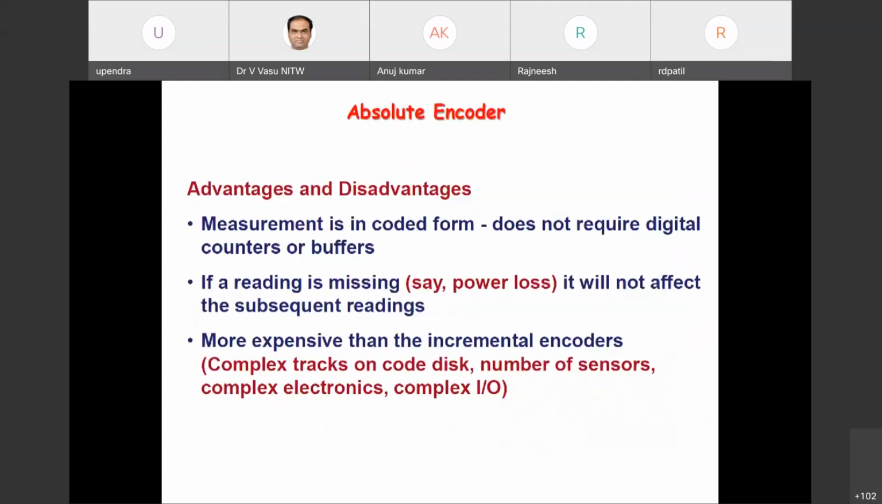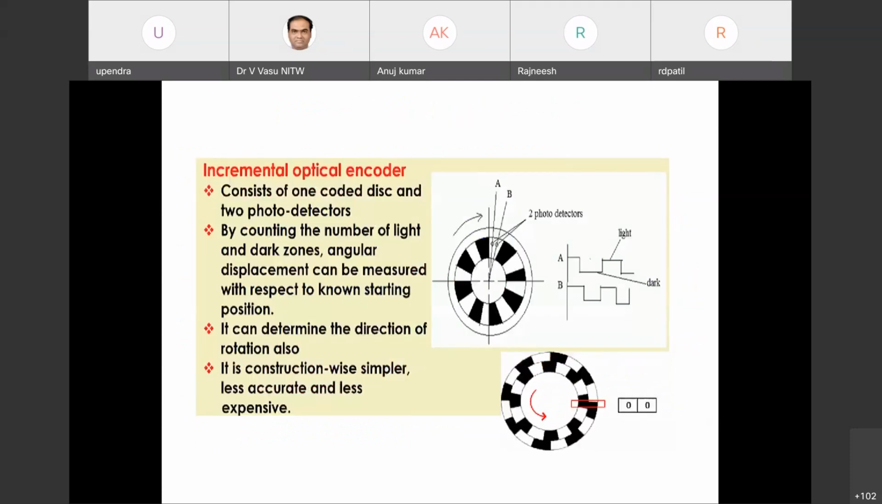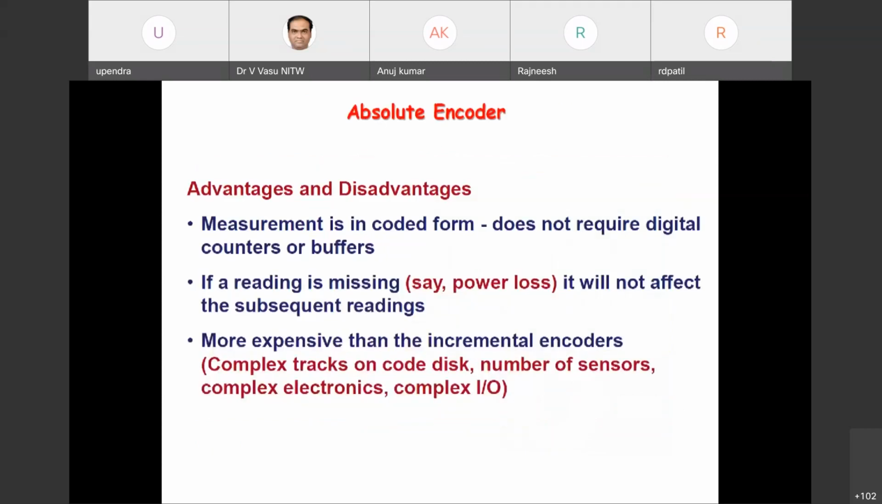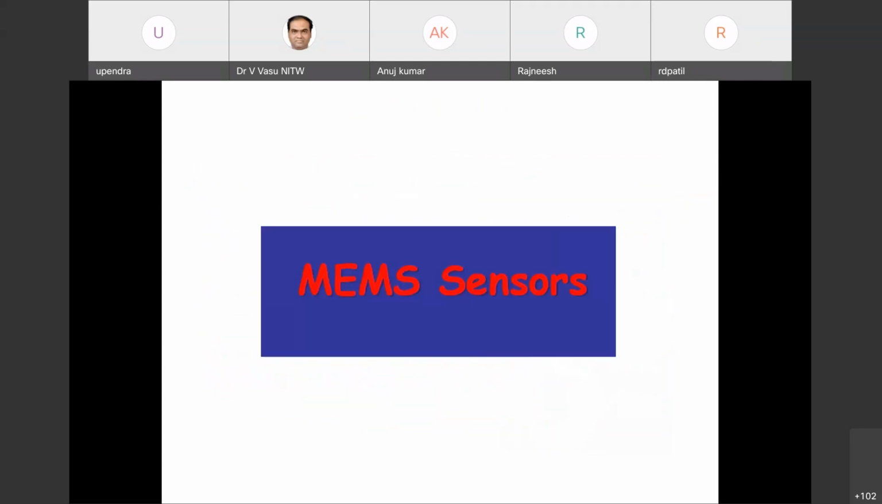The incremental encoders are very cheap, so that's why we use them. But if you want a more accurate measurement, for example in Land Rovers or space applications, then you have to go for the absolute encoders for the measurement. So these are some of the important encoders.